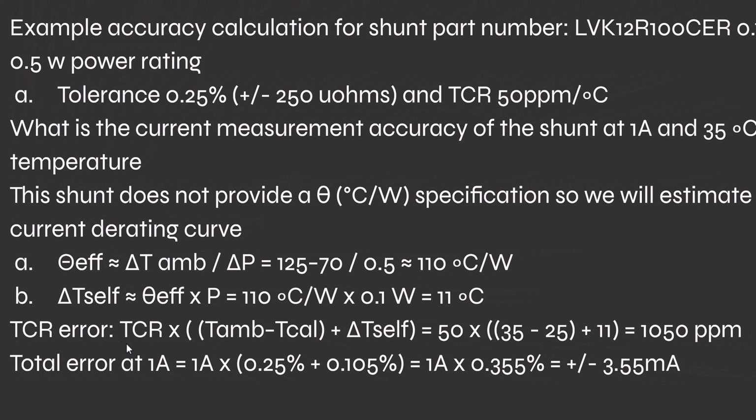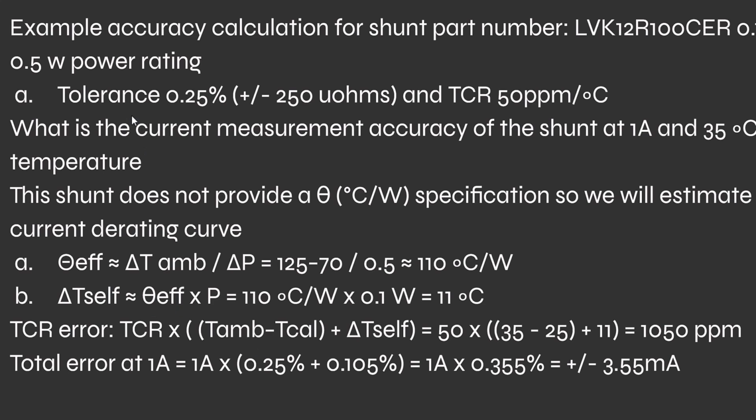Now we can calculate our total TCR error by multiplying our parts per million TCR spec by first our change in ambient temperature and then our self-heating temperature change, right? So remember, I said we're going to be using this in a 35 degrees C environment. If the shunt was tested at 25 degrees C, that's a change of 10 degrees. And then we already have our 11 degrees, which equals 21 degrees. Times that by 50 parts per million, we get 1,050 parts per million.